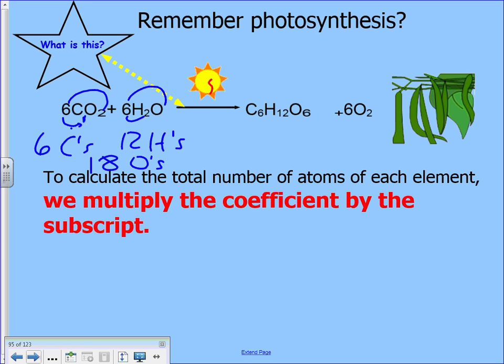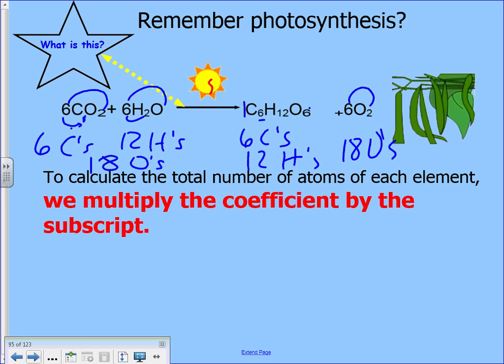How many carbons on the product side? Good. There's a 6 right there. There's a coefficient of 1. 1 times 6 is 6 carbons. How many hydrogens? 12. And how many oxygens? So 6 times 2 over here is 12, plus the 6 right here gives me 18 oxygens.